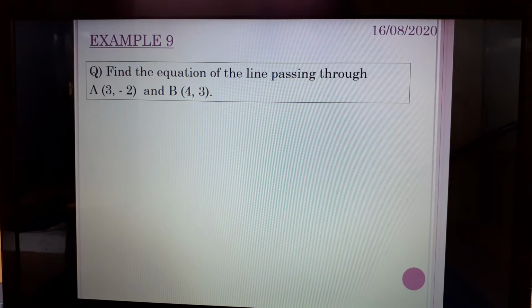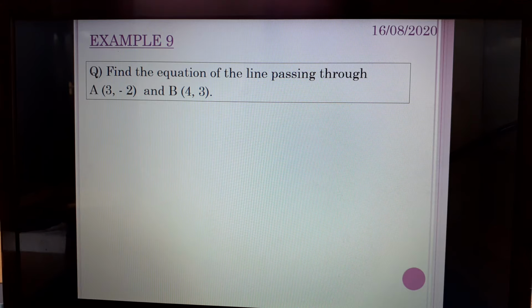Okay, here's one with a little bit more work to do to get it ready. Find the equation of the line passing through these 2 points. So remember, for an equation of a line, we need 2 things. We need the gradient and we need a point. We don't have the gradient, but we can work out the gradient. So we'll do that to begin with.